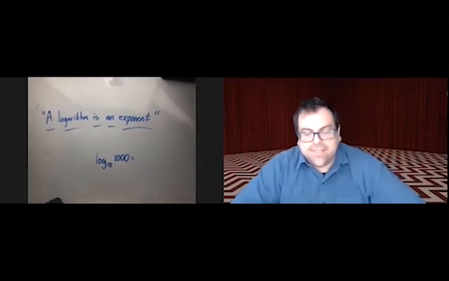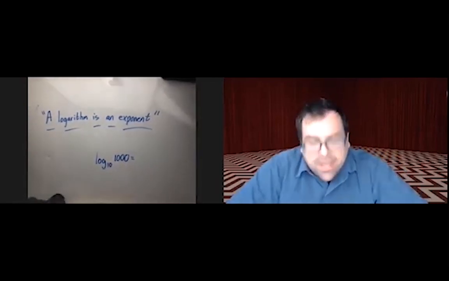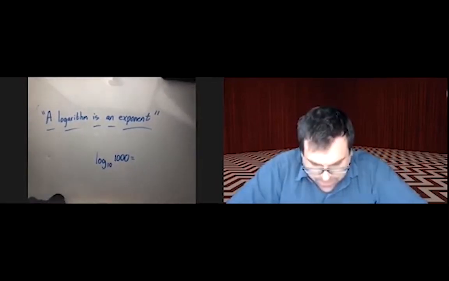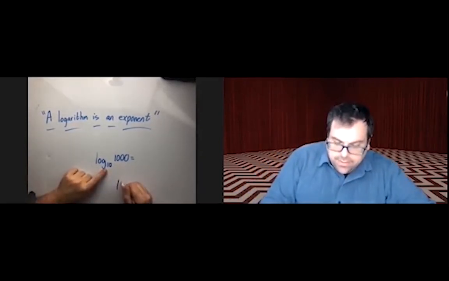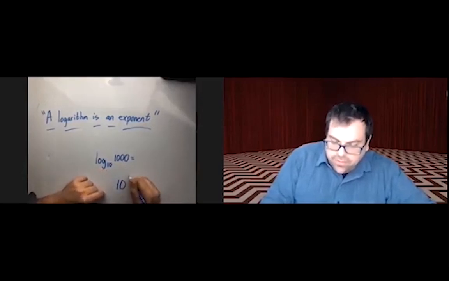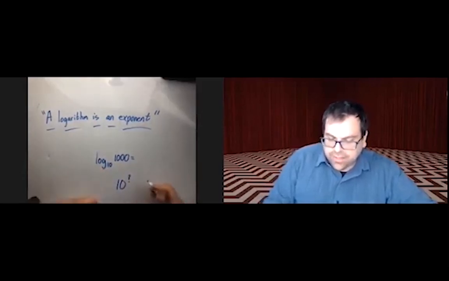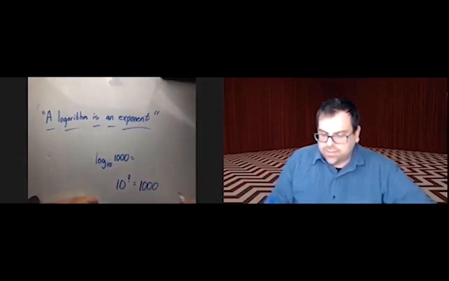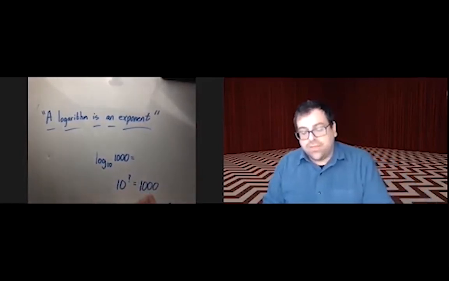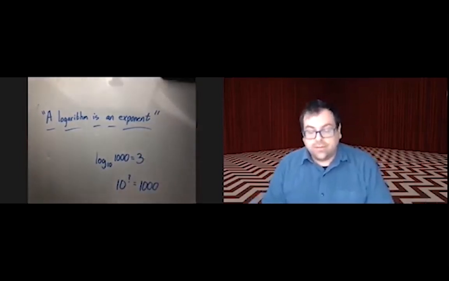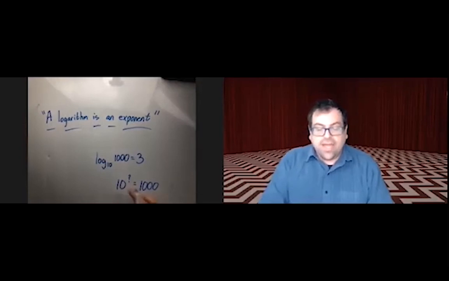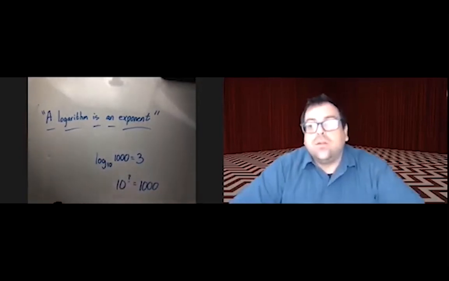What would be the base 10 logarithm of 1,000? Well, base 10, the logarithm is the exponent, so that's what we're looking for, and it has to equal 1,000. 10 to what power is 1,000? 3. So since 10 cubed is 1,000, the base 10 log of 1,000 would be 3.